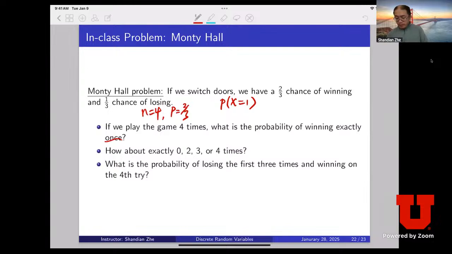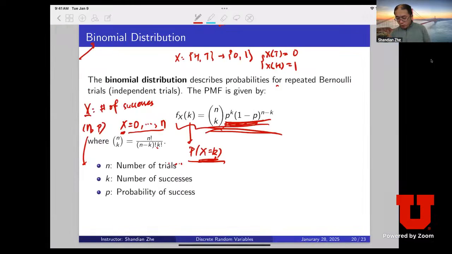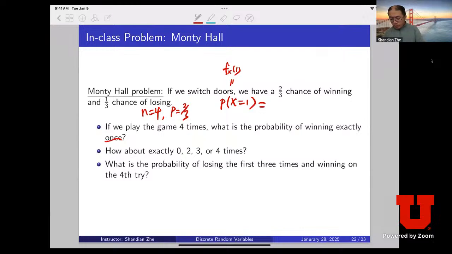Right. So this is just the PMF value at 1, right? So this one is computed. We can just use the formula we have discussed, right? So you're gonna do n choose k, right? So here n is 4, k is 1, and p to the power of k, right? K here is 1. Then 1 minus p to the power of n minus k, which is 4 minus 1 is 3, right? And p is 2/3, right?